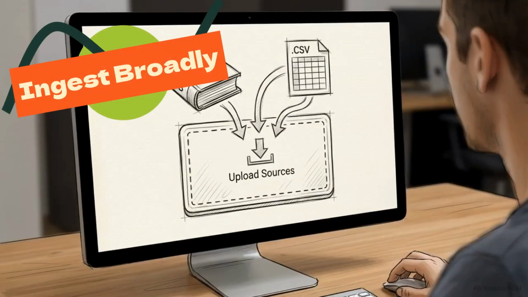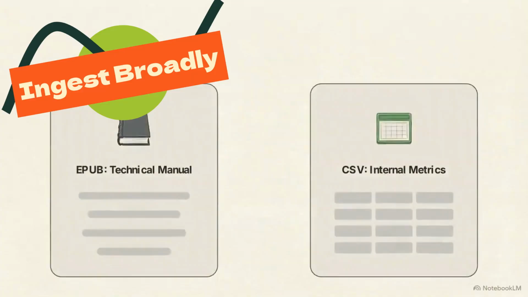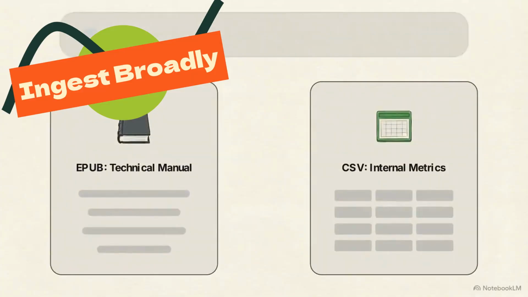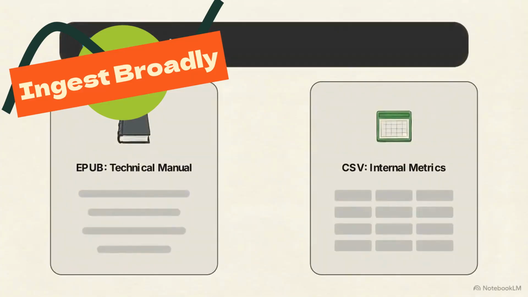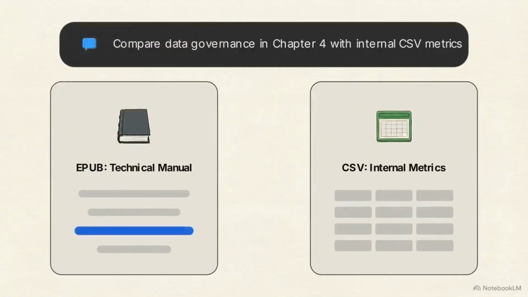Start your workflow by uploading a full-length EPUB technical manual alongside your internal CSV data files. For the best results, use focused prompts to cross-reference your sources. For example, compare the data governance methodologies in Chapter 4 of the EPUB with our internal CSV metrics.